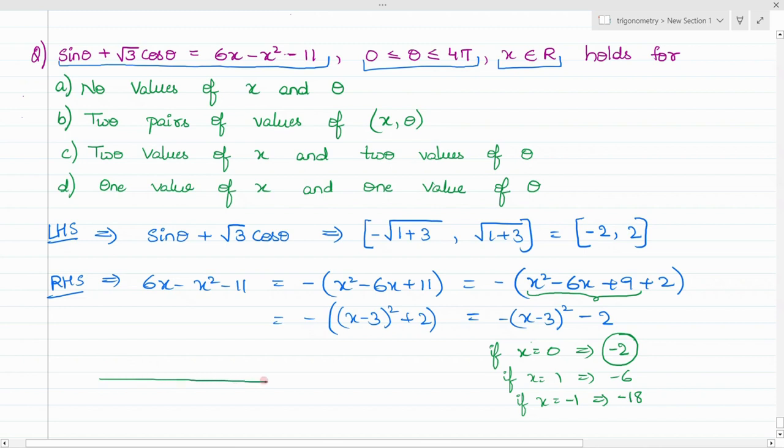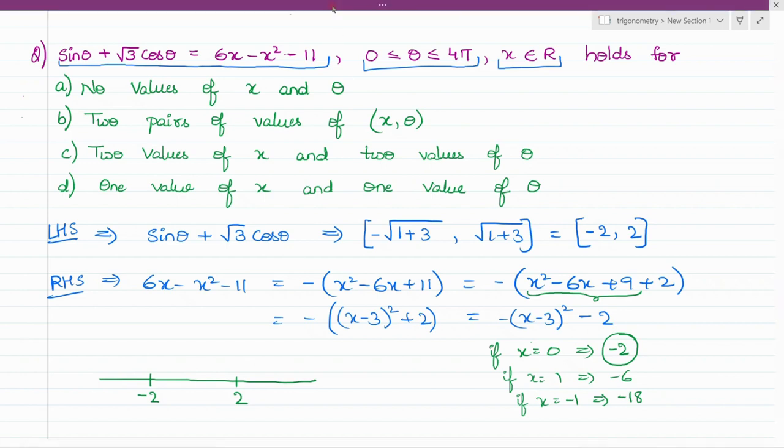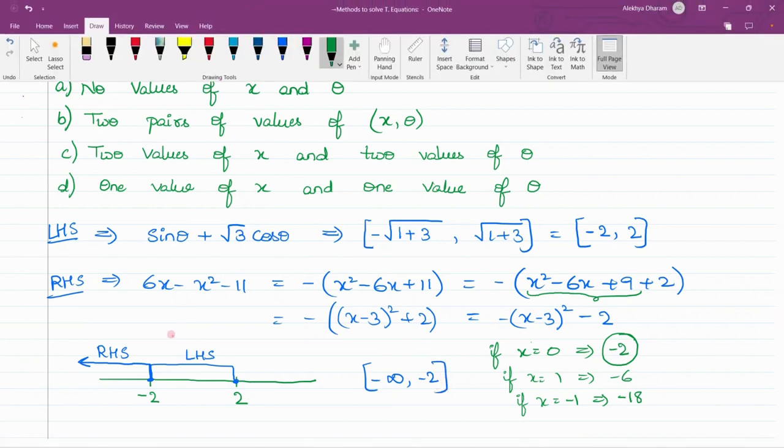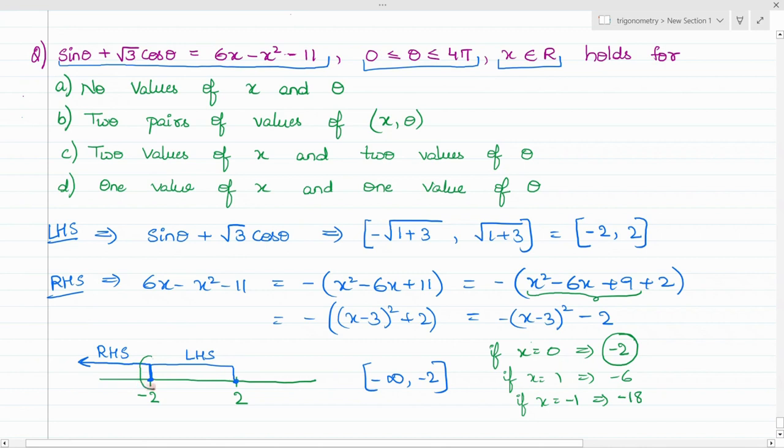So if you observe in a number line, here it is minus 2 and here it is 2. So the LHS part lies in the range minus 2 to 2, both included over here. This is LHS. And RHS is minus infinity to minus 2, where minus 2 is also included. So the only common point over here is minus 2.